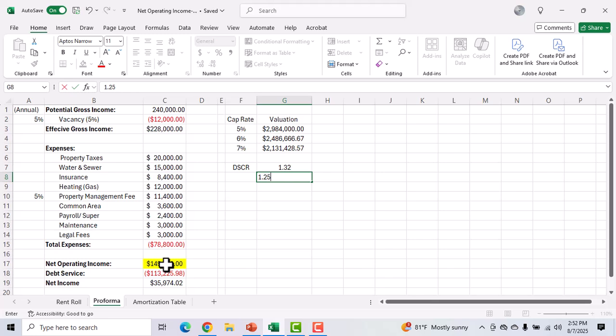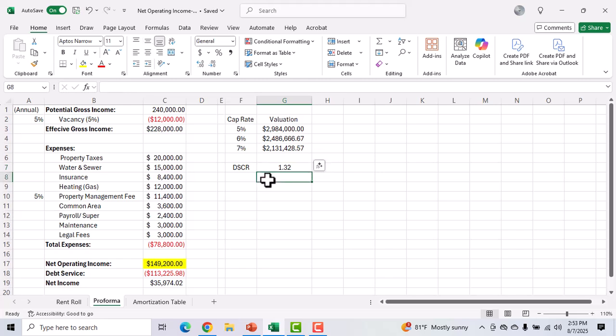If the debt service coverage ratio is higher, then of course the loan is going to be safer, right? Because there's more NOI available to service the debt. So in this scenario, our debt service coverage ratio was 1.32, and most lenders will say we want to see a minimum of 1.25.